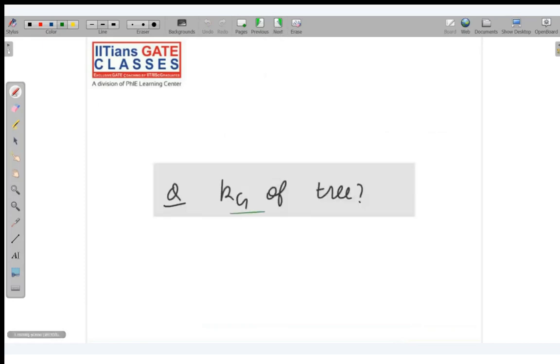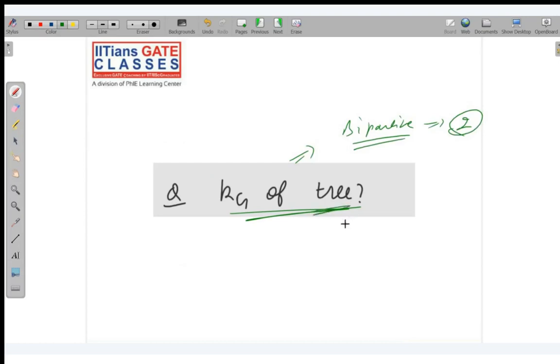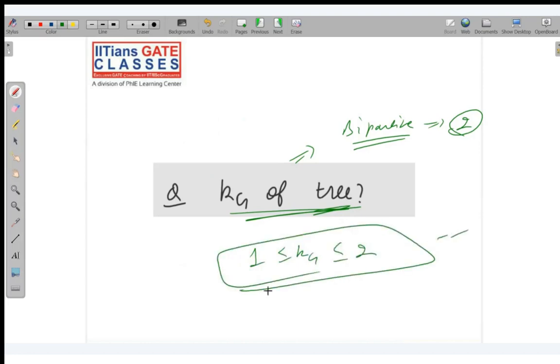So next is kg for tree. Tree is bipartite, na? Since every tree is bipartite, only two colors are sufficient. I have not told you that a tree contains two or more vertices, so we can take one vertex also. So kg is between 1 and 2, that is the range. One if we take a trivial tree, and two if it is a non-trivial tree.